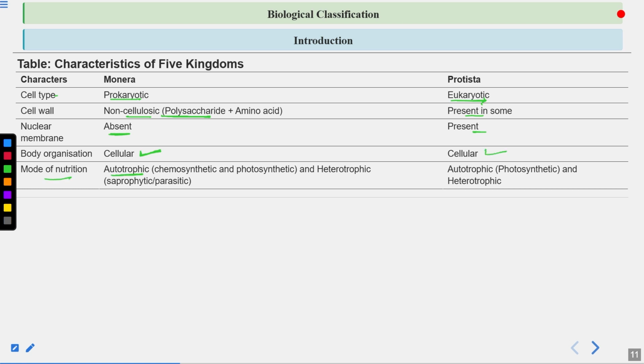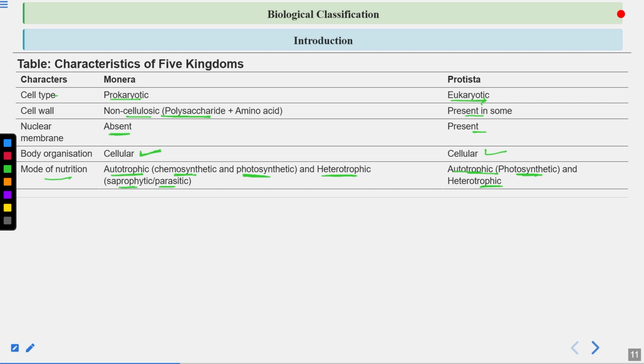Mode of nutrition can be autotrophic or heterotrophic. In Protista, they are autotrophic again or heterotrophic. Within autotrophs, you have 2 categories, chemosynthetic and photosynthetic. And within heterotrophs, you have 2 categories, saprophytic and parasitic. Okay, Protista, they are only photosynthetic, while these bacteria, they can be chemosynthetic or photosynthetic.